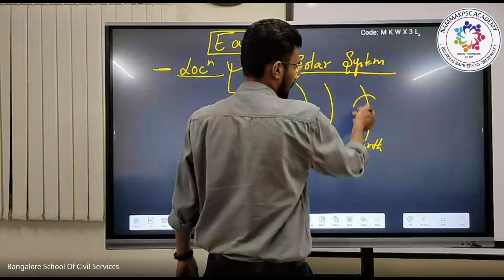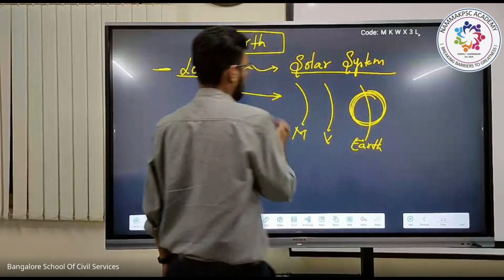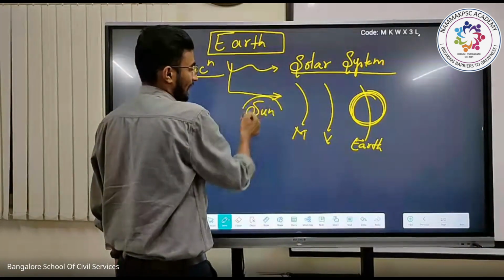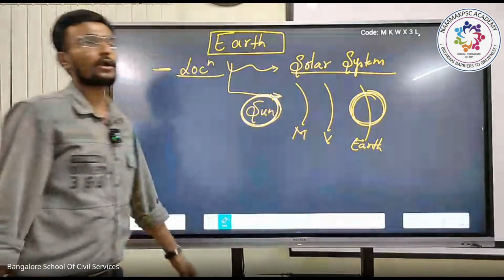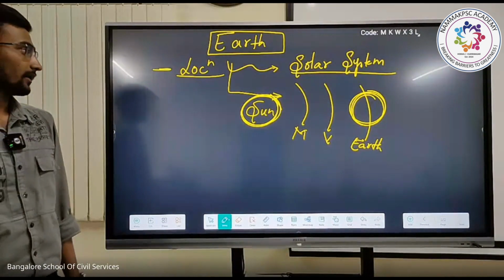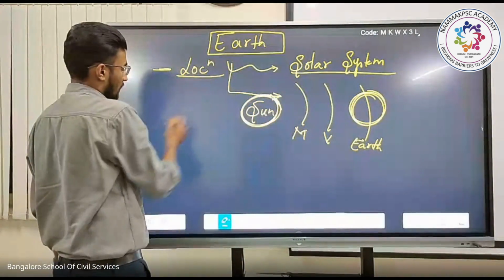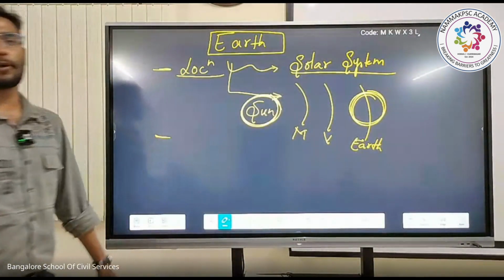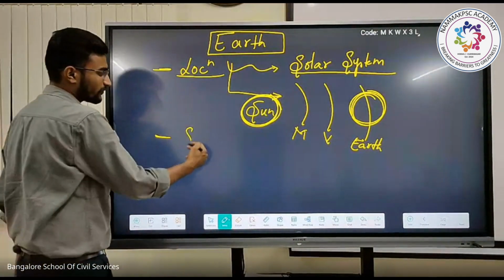Exactly. The third planet from our star, or I can say our Sun, we call it our Earth. Next, the most important one: what is the shape of the Earth?